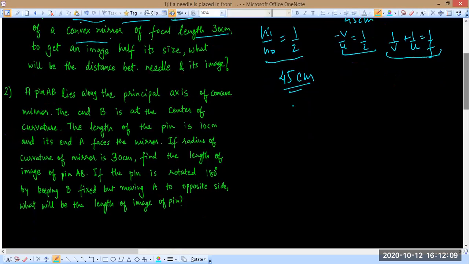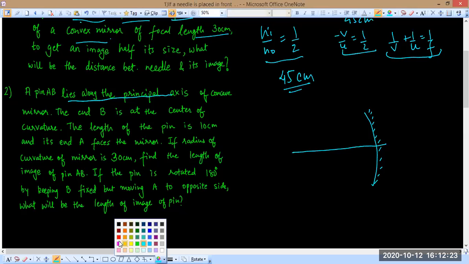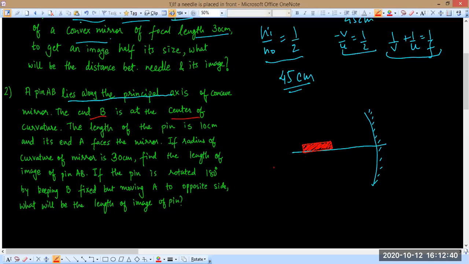Now this one, the second one. Here it is mentioned that a pin is lying along the principal axis. That means the pin has fallen down on the axis like this. I hope that is clear, right? So this is what is given. End B is at the center of curvature, and the length of the pin is this, and A faces the mirror. So A is here, this is B, and B is at the point of center of curvature.